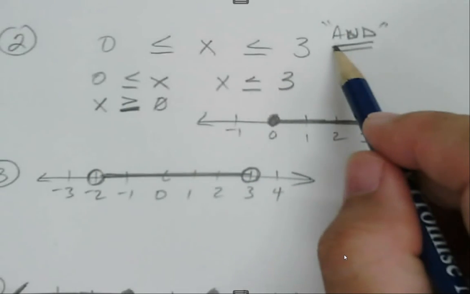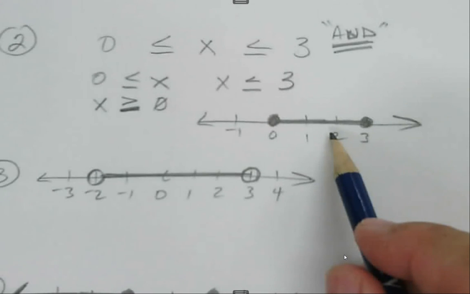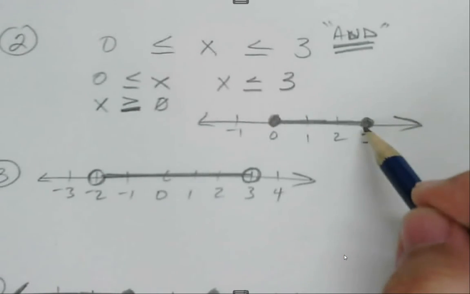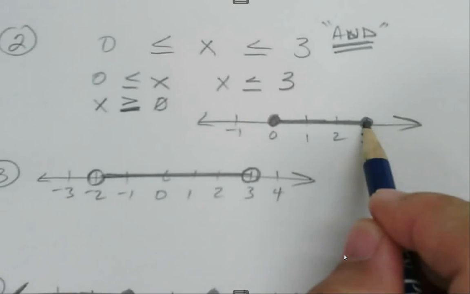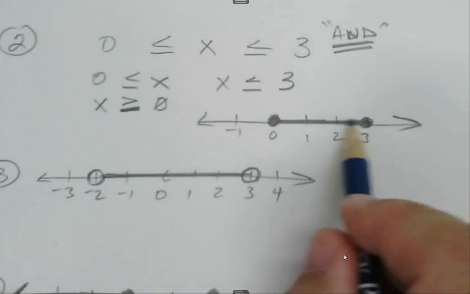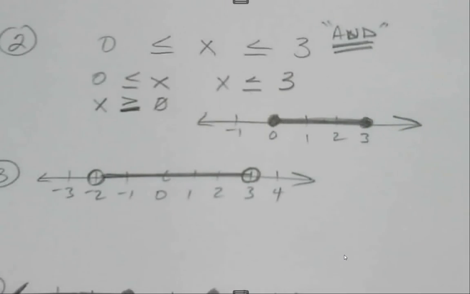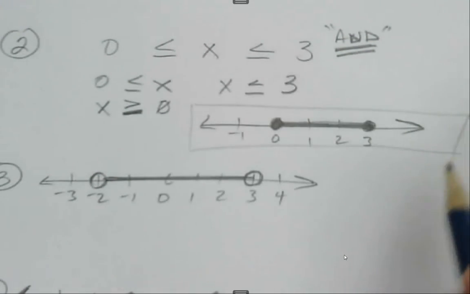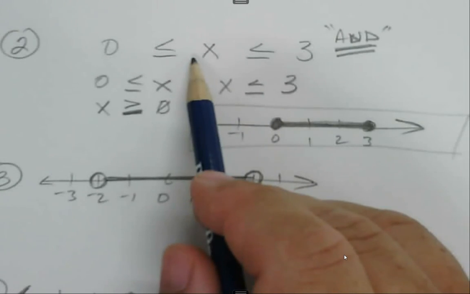So an and inequality looks like this when you graph it, okay? You're literally going to have a closed portion, almost like a segment, that does not extend in both directions. It is just through one particular section, okay? So this would be the proper graph for number 2 that we have right here.